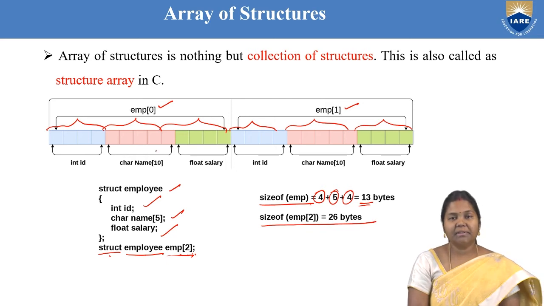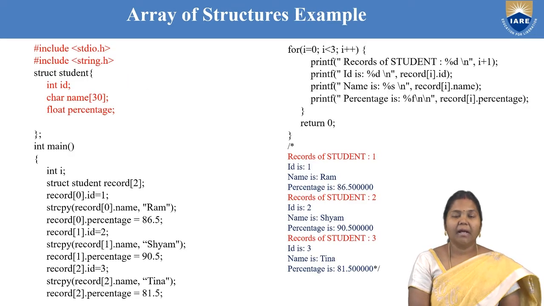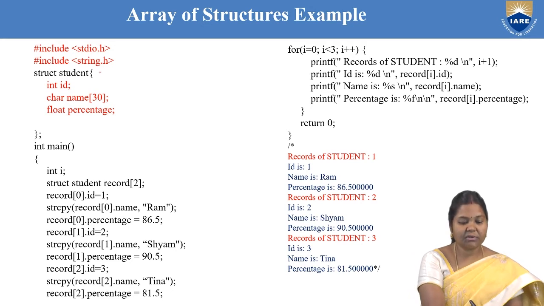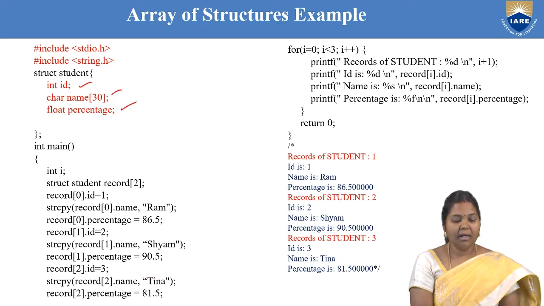So this concept is called array of structures. Let us go for one program and understand how to use the array of structures concept. In this example, we have taken one student structure, struct student, containing three different members: ID, name and percentage of the student. Every student will have an ID, name and percentage, so this structure will be shared by all the students.